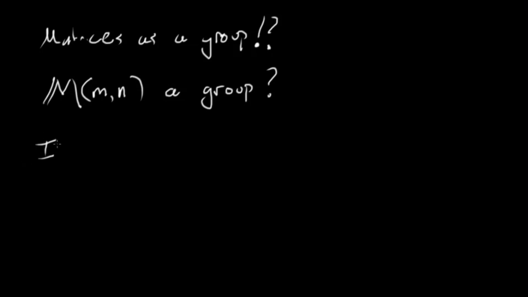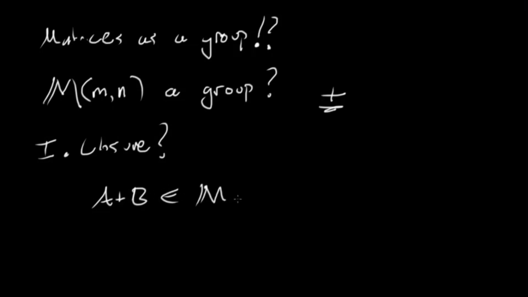All right, let's look at closure. Like, is the set of matrices closed under, oh, let's add an operation, matrix addition. So, is A plus B contained in the set of matrices m by n? Well, yes, we've already discussed that. When you sum 2 matrices of the same size, you get a matrix of the same size. So if I take 2 matrices of size 2 by 2, I'm going to get a matrix of size 2 by 2. So closure works. We are on our way.